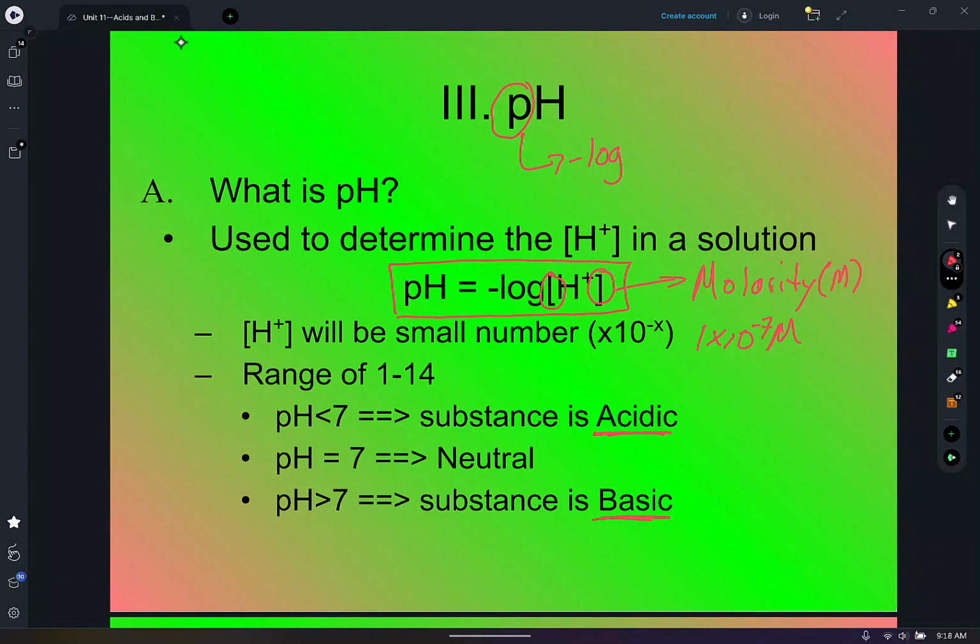So here we're talking about H plus, or loses an H plus. And here we're talking about OH minus, or gains an H plus, depending on which definition you're using. If you're talking about Arrhenius, you're talking about H plus and OH minus. If you're talking about Bronsted-Lowry, we're talking about H plus loss or H plus gain. Well, proton, but for our purposes, we're always going to talk about H pluses. Okay, so let's look at the pH scale.